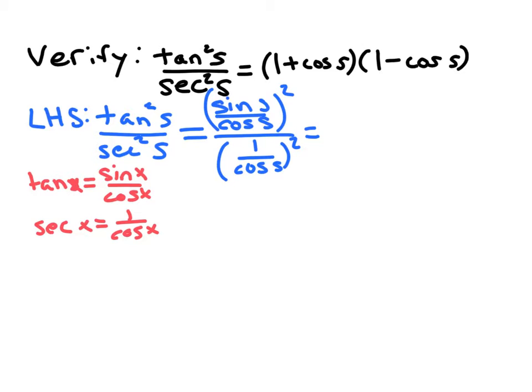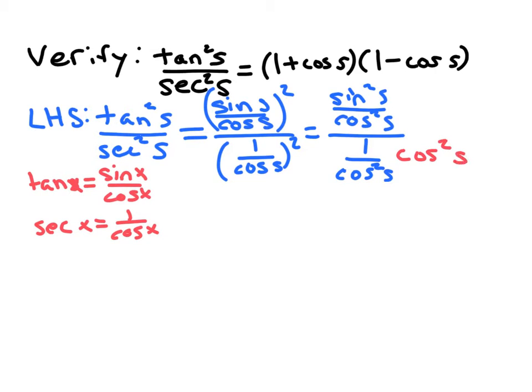When you square a fraction, you just square the top and square the bottom. And same thing in the denominator here, 1 squared is 1 over cosine squared. Now, you've got a complex fraction. So to simplify that, notice that these denominators are the same, cosine squared and cosine squared. So if we want those denominators to cancel, we can just multiply by cosine squared in the numerator and denominator of the outer fraction here.